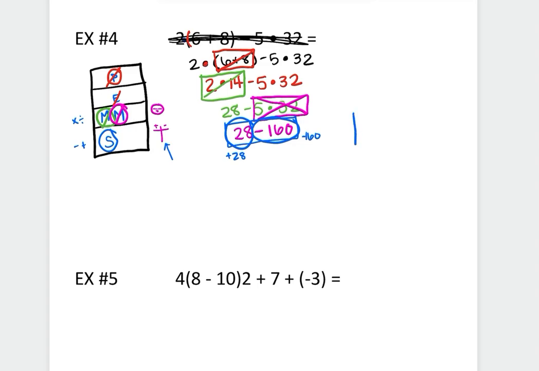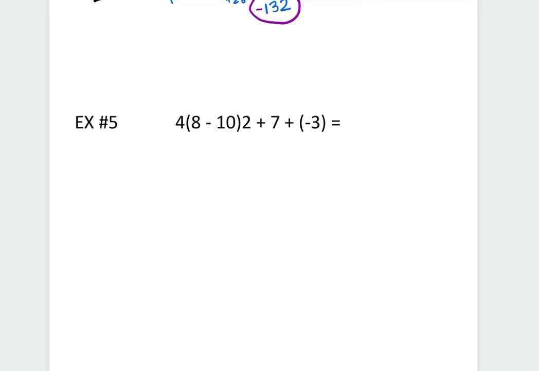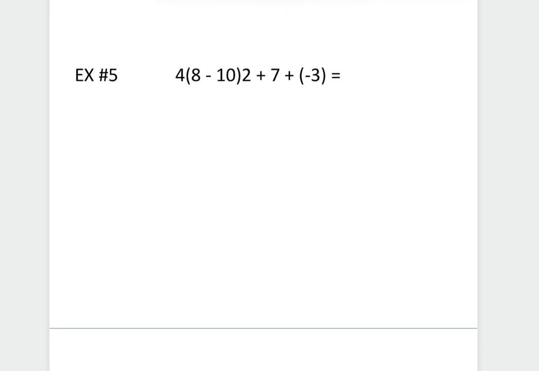So I need to put them in my table. I'm going to have different signs, and we know different signs mean subtract. And if I subtract, I get 132. And my negative had more power, so my answer is negative 132. So again, just look for those negatives. Let's move on down to example number 5 and work on this one. So again, I have lots of operations, so I need my tower. It has 4 pieces.